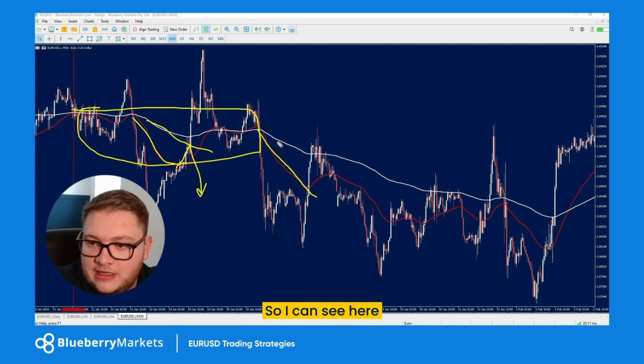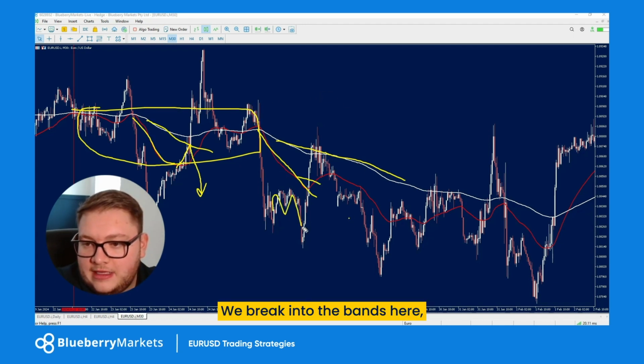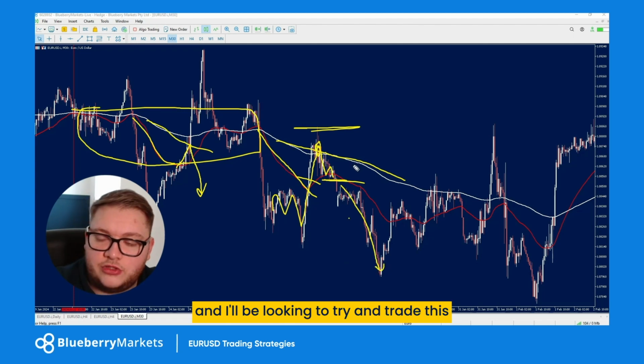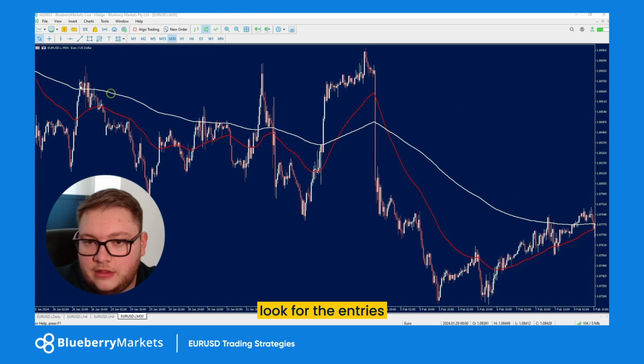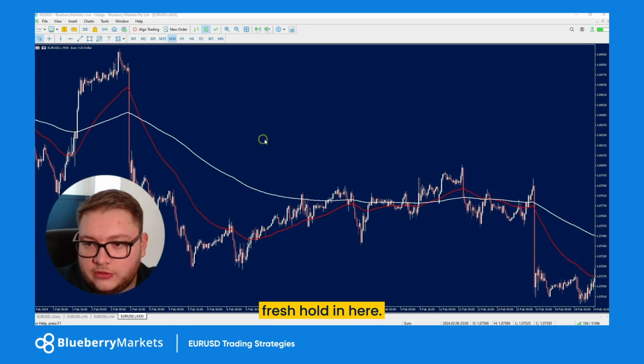So I can see here the market is starting to trend lower. We break into the bands here, we close above them, we then break back below. There would be my entry, stop loss above the highs, and I'd be looking to try and trade this as low as possible. And again, look for the entries as price tries to cross that 30-minute average threshold in here.